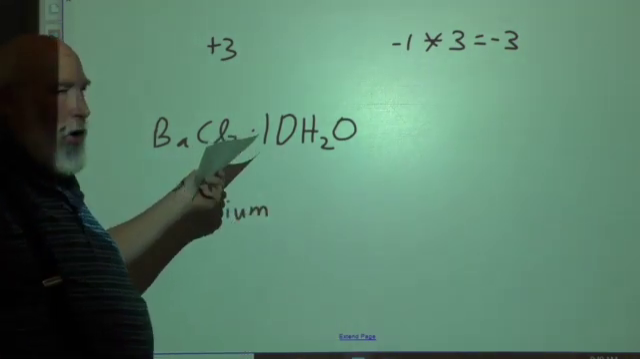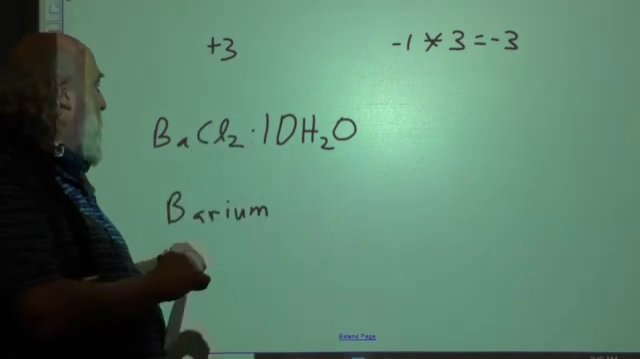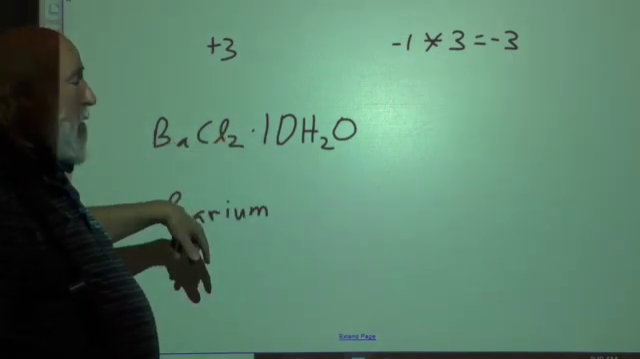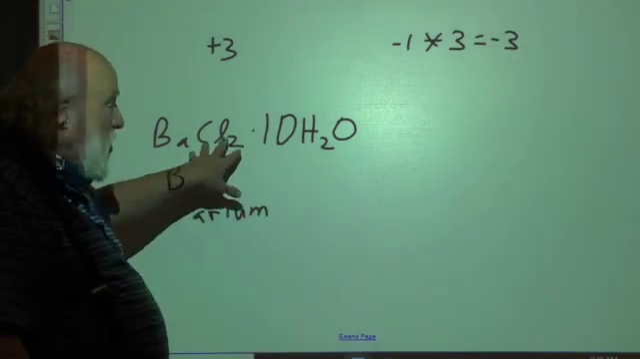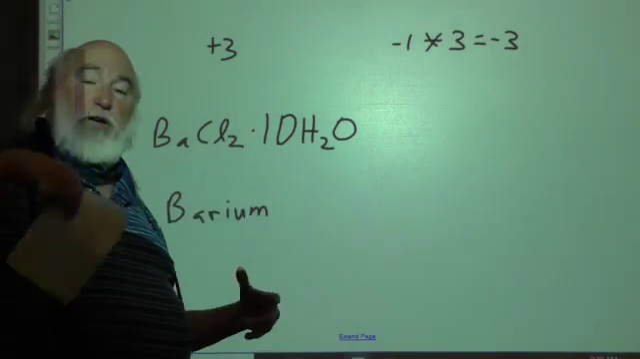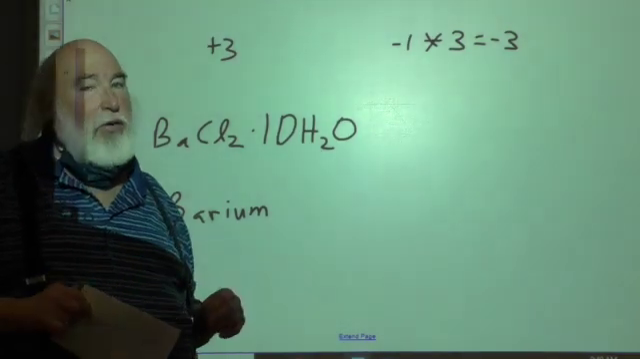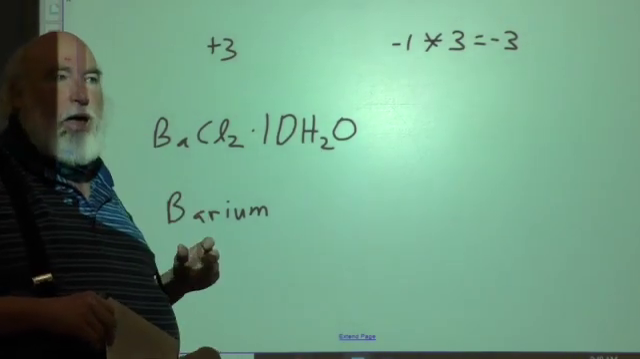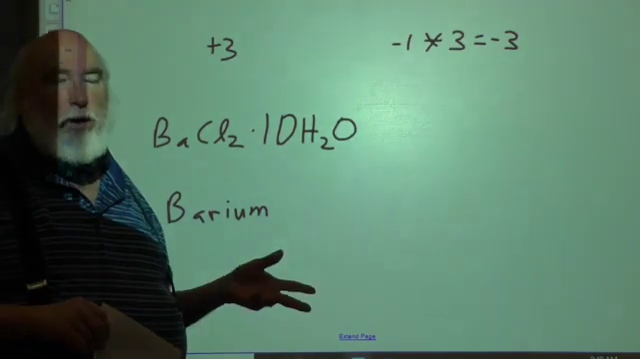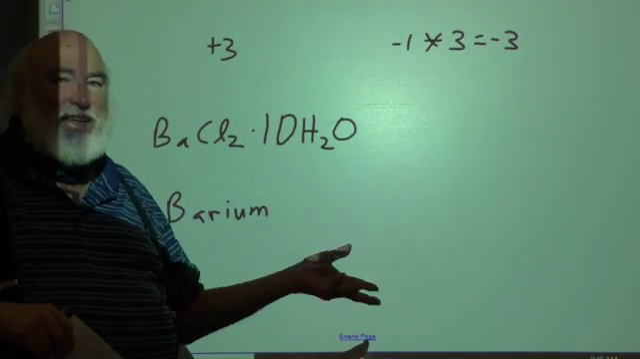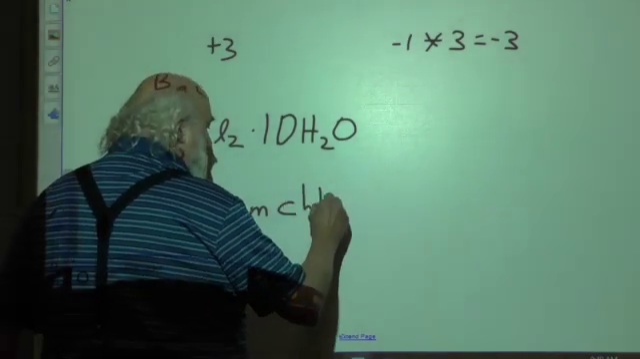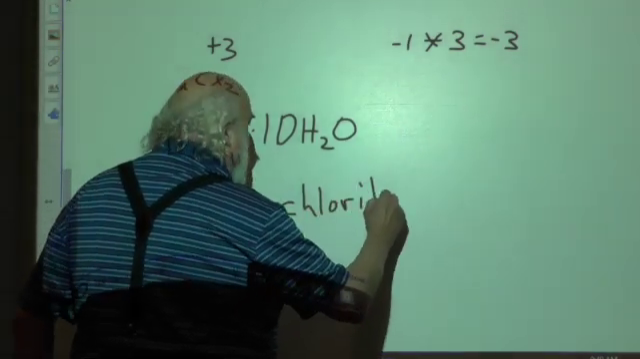Now, this is just chlorine. This is not a polyatomic ion, even though there's a 2. The 2 is there to balance the charge that is positive to the barium, but we don't really care. This is just chlorine. And our very first examples of binary compounds showed us that elements that create negative ions end in IDE. So we change chlorine to chloride.